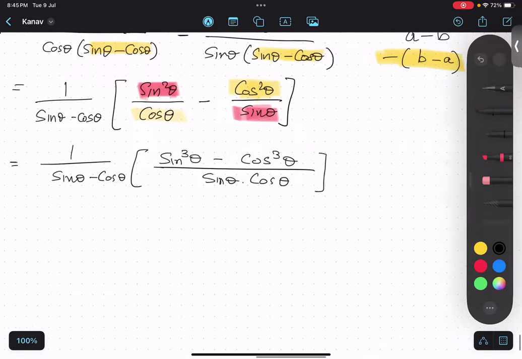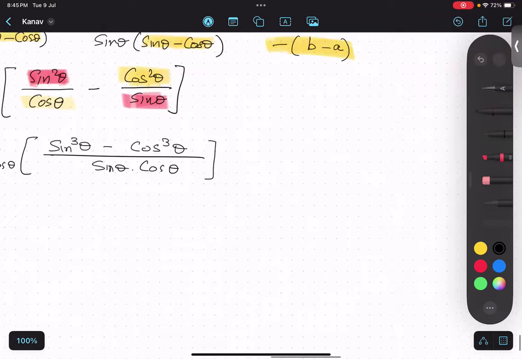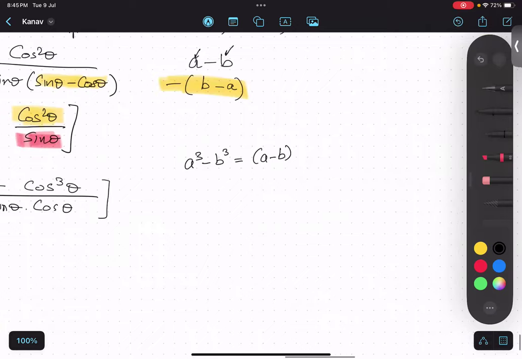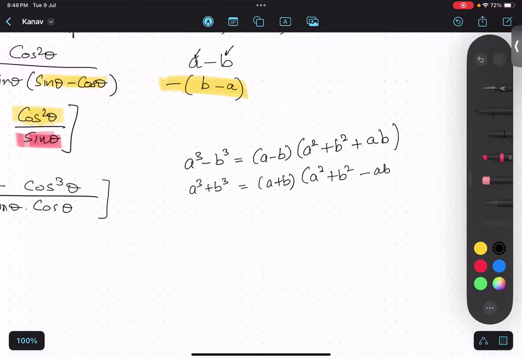So what is the identity of a cube minus b cube? You know the identity? We have learned this in class 9. A cube minus b cube is a minus b, a square plus b square plus ab. Similarly, for a cube plus b cube, the identity would be a plus b, a square plus b square minus ab. I'm sharing both the identities so that you can revise.